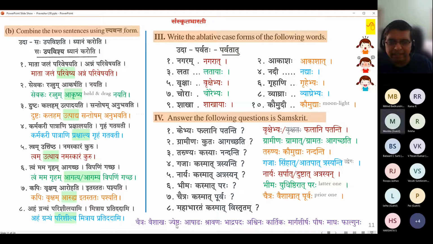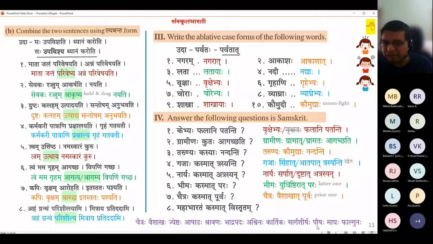Chaitraha, Vaishakaha, Jyeshtaha, Ashadaha, Shravanaha, Bhadrapadaha, Ashwinaha, Kartikaha, Margashiraha, Paushaha, Magaha, Palgunaha. In Tamil, we have slightly different names. Of course, we also use the Sanskrit-derived names. In Kannada also we say Margashirsha. Sometimes we say Margashira. So Margashirsha is the correct name.